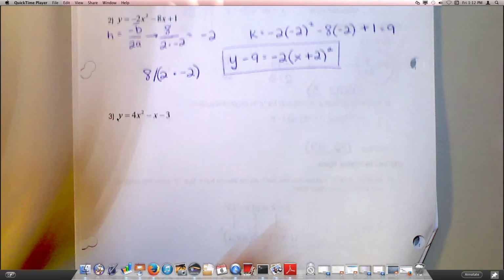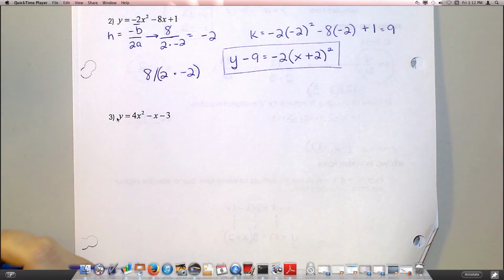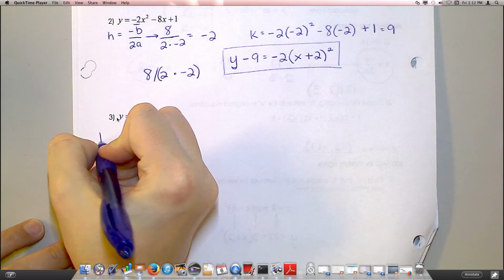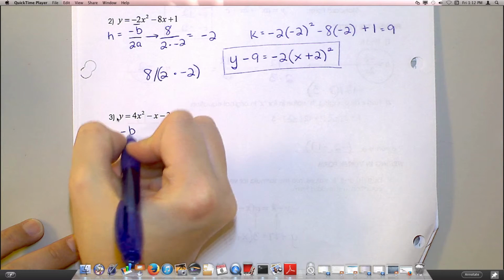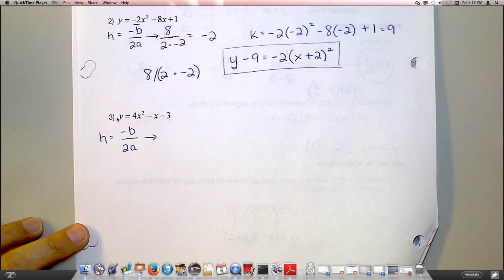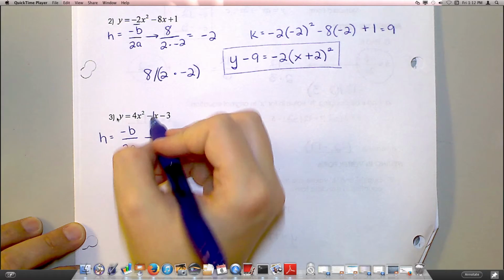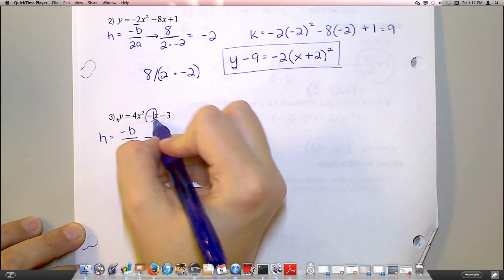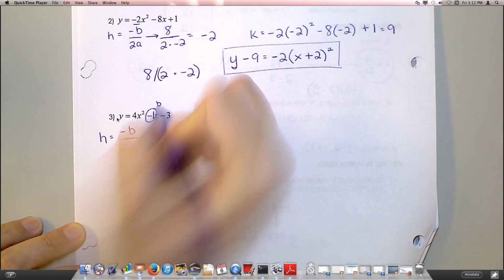How do I start? How do I find H? Negative B over 2A, that's where I start. What's H in this problem? What's B? -1. It's whatever's in front of X. That's your B value.